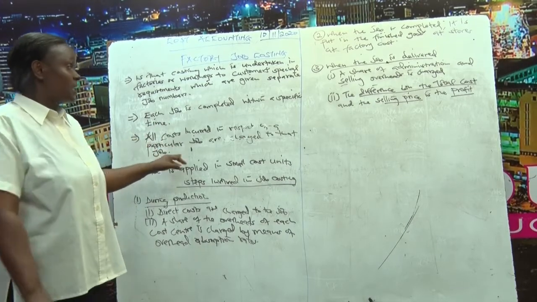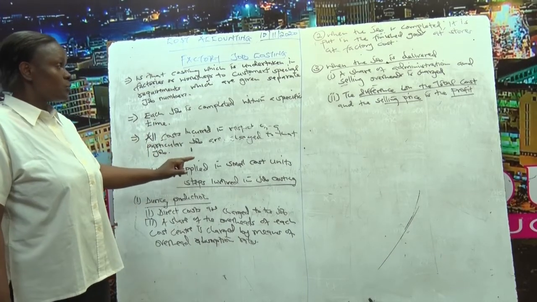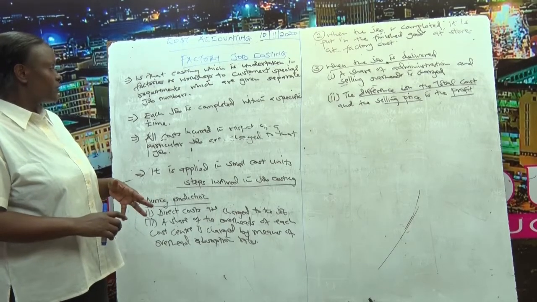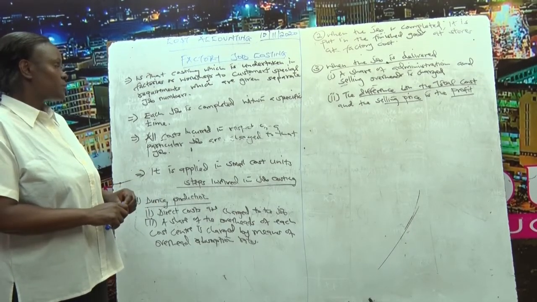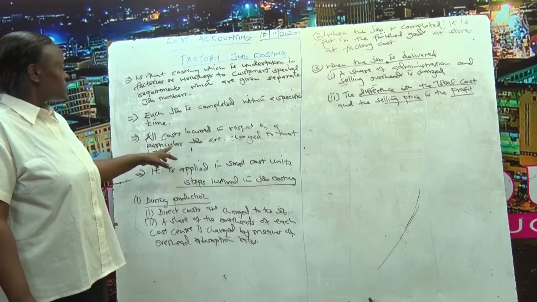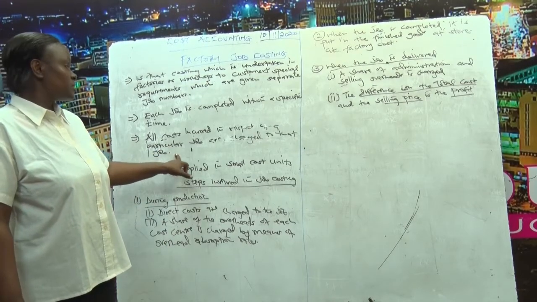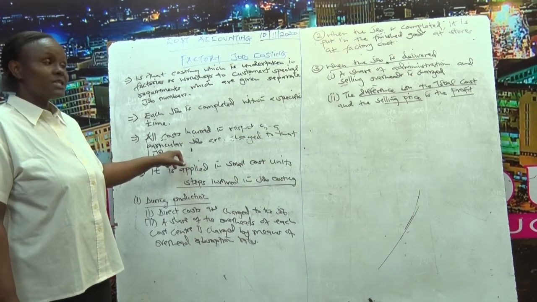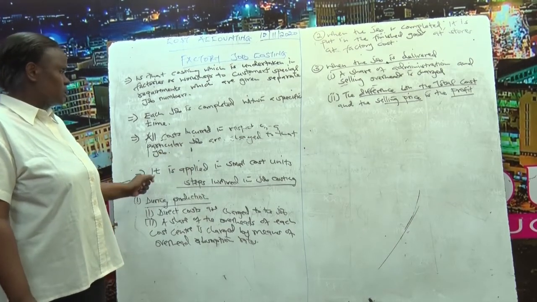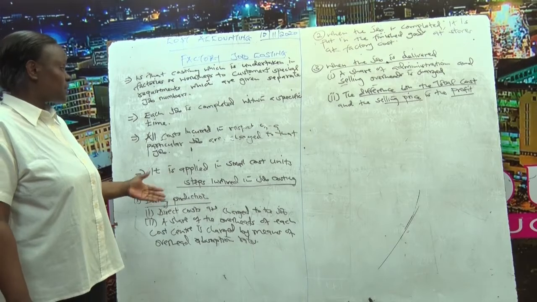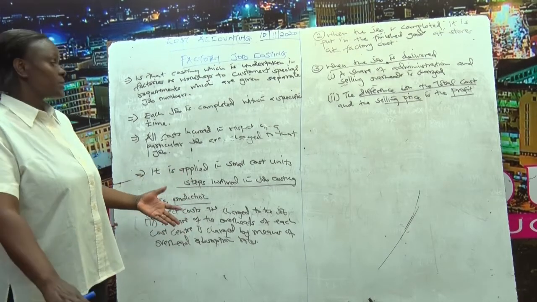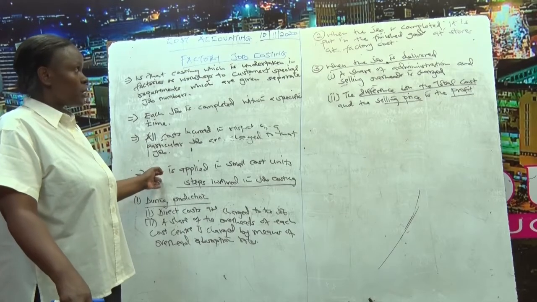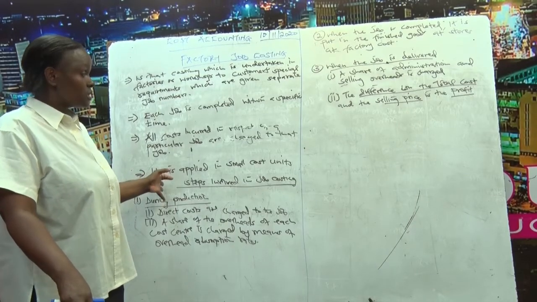All the costs incurred in respect of a particular job are charged to that job. Any cost which you incur for the particular job, because there are more than one job, are charged to that specific job. So factory job costing is applied in small cost units, when you are producing small quantities of the product according to the requirements of the customer.